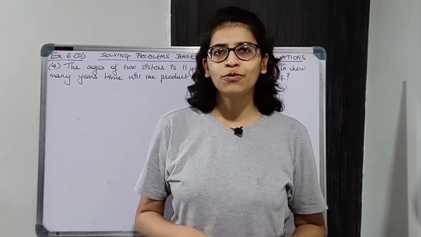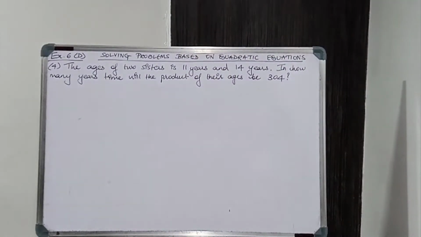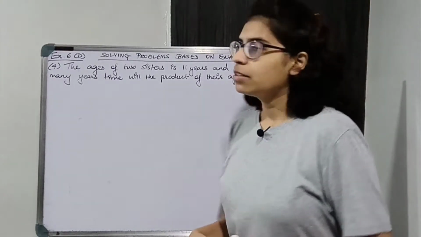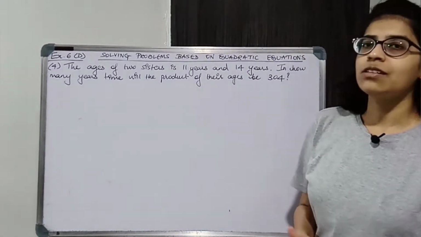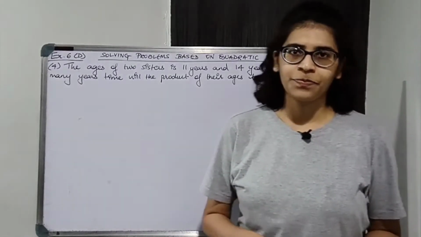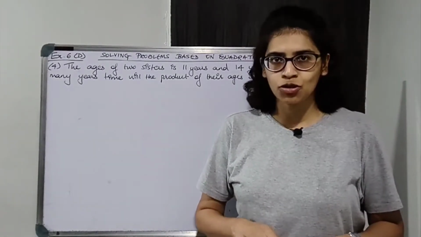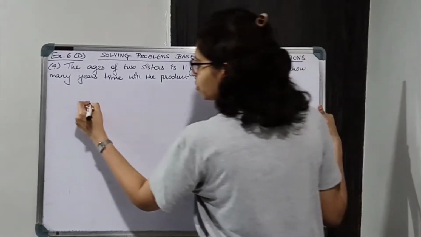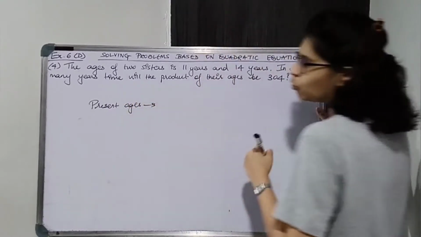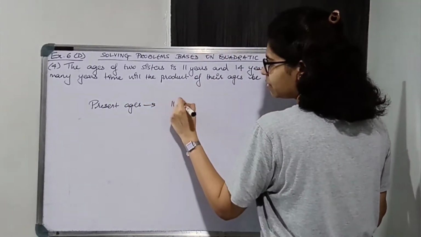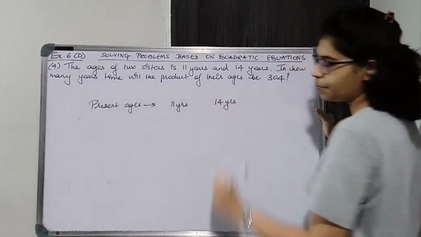So coming to question number 4. The ages of two sisters is 11 years and 14 years. In how many years time will the product of their ages be 304? Now this is a very easy sum, okay? The ages of two sisters is 11 and 14 years. Now it says "is", so it is the present age, okay? So the present age of both the sisters is 11 years and 14 years respectively, okay?